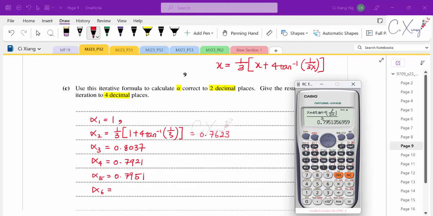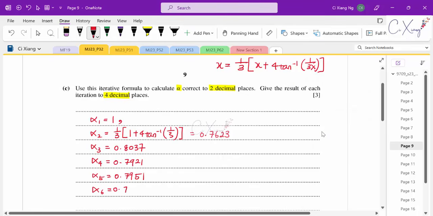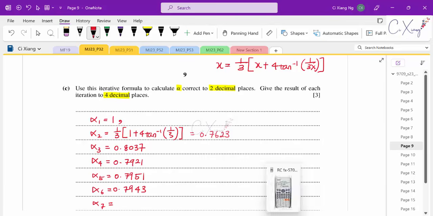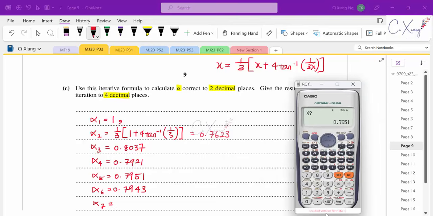Okay, press calculate. Then key in the value 0.7951. Press equal sign. Then I'm having 0.7943. Okay, so still not repeated yet. Continue again for alpha number 7. Press calculate. Key in the value 0.7943. Then press equal sign. Then this one I'm having 0.7945.